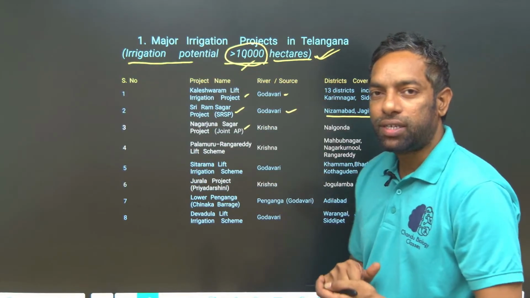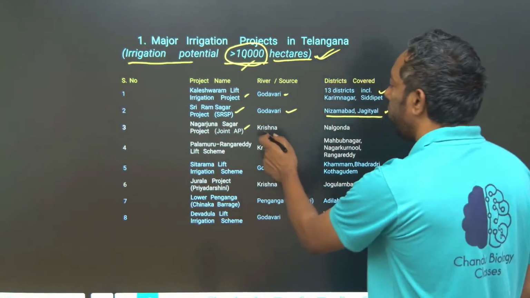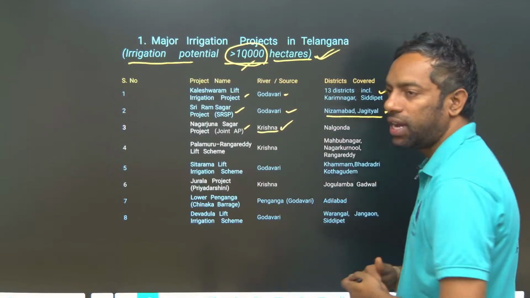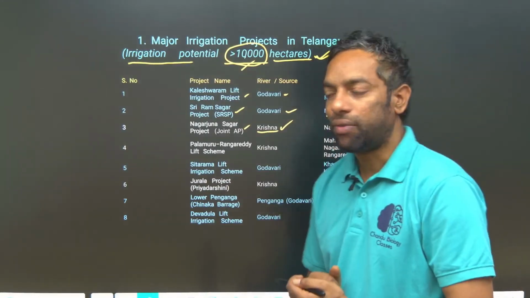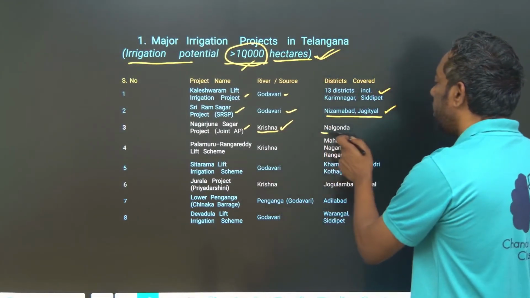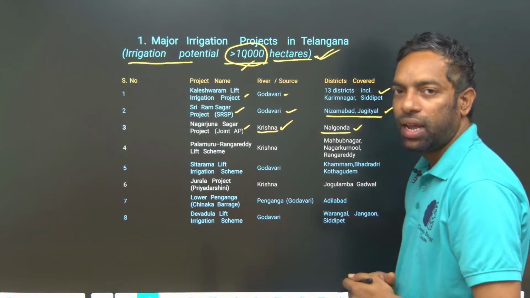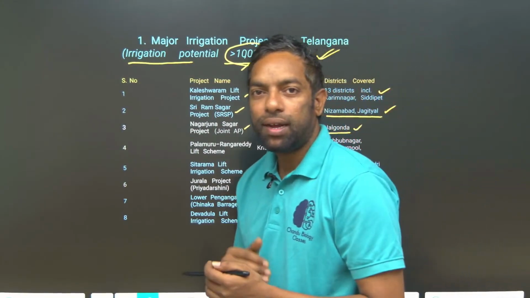Then Nagarjuna Sagar project, which is between AP and Telangana. The main river is the Krishna. The project is located in Nalgonda district.